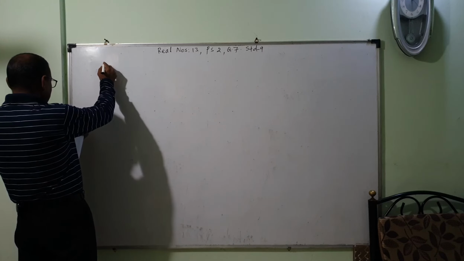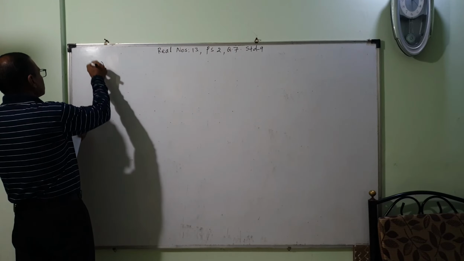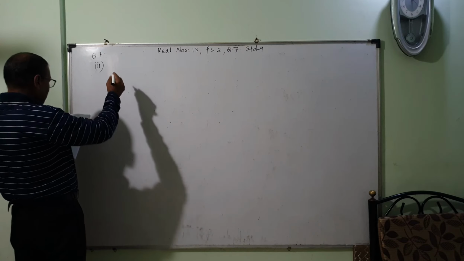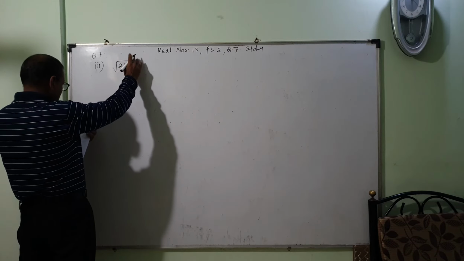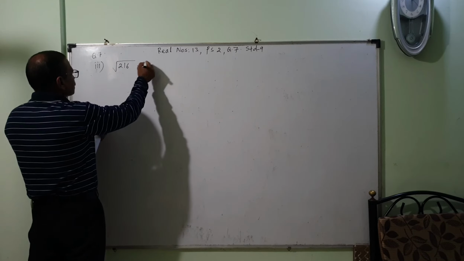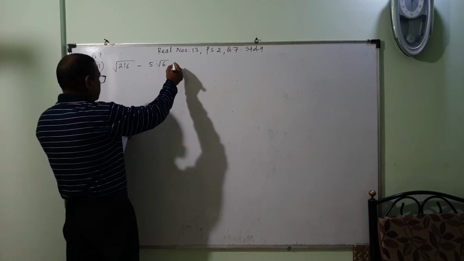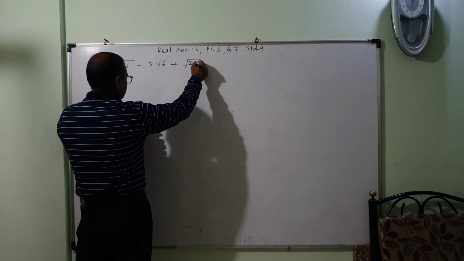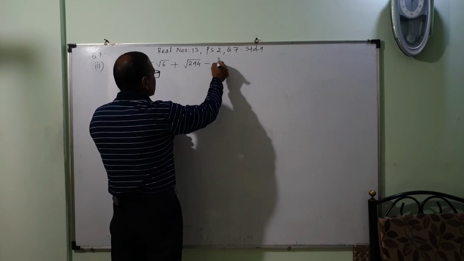The third sum I will start with, question 7. It is under root of 216 minus 5 root 6 plus under root 294 minus 3 upon root 6.